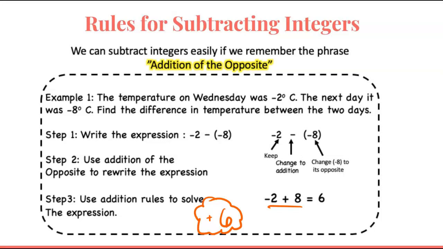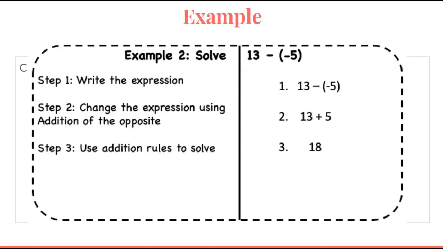Okay, let's do another example to kind of try and help you out. So in our second example, we have the problem 13 minus a negative 5. If I think back to my number line, I know if I'm taking away a negative, I'm going to be more positive, so that'll help me to check myself when I'm finished with my answer. So I need to remember addition of the opposite. So I write my expression. It's already written for me, 13 minus negative 5.